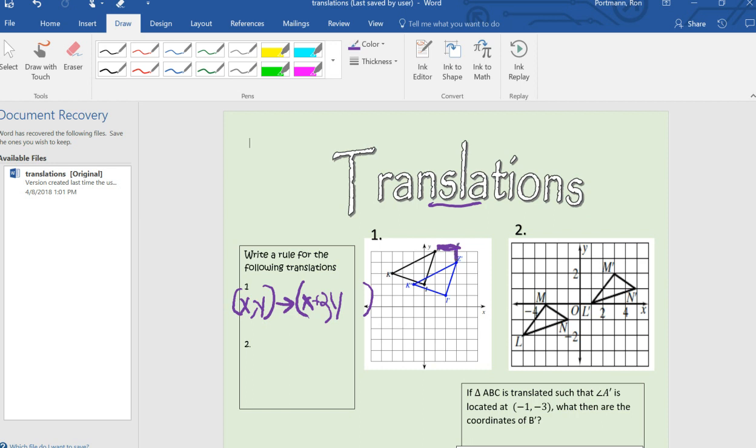Now, if you went from the blue triangle to the black triangle, your numbers would be right. It's just the signs would be wrong. You are going to go from the black triangle to the blue triangle because it does not have the prime symbol. So you're going to go over 2 times, and you're going to go down 1. So that would be X plus 2, Y minus 1. We went from the black to the blue because the blue triangle has the prime symbols on it. That means that is the image.